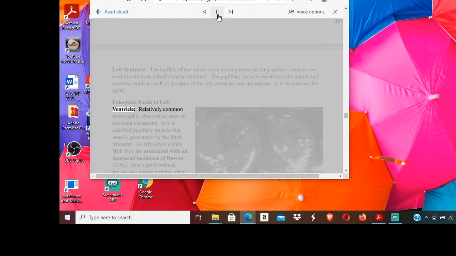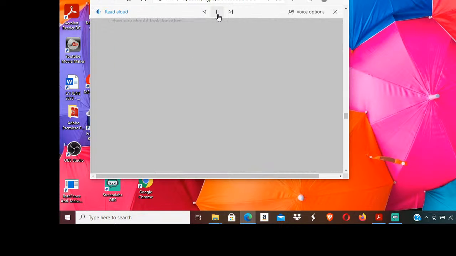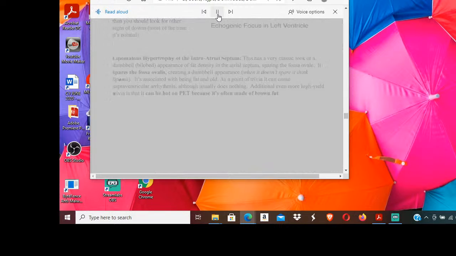Echogenic focus in left ventricle, a relatively common sonographic observation seen on prenatal ultrasound. It is a calcified papillary muscle that usually goes away by the 3rd trimester. So who cares? Well, they are associated with an increased incidence of Down syndrome, 13%. Don't get it twisted, having one means nothing other than you should look for other signs of Down syndrome, most of the time it's normal. Echogenic focus in left ventricle.